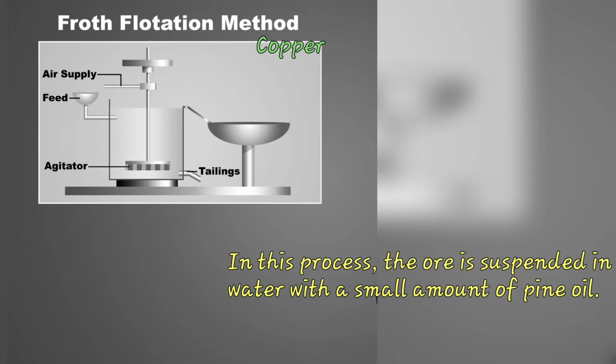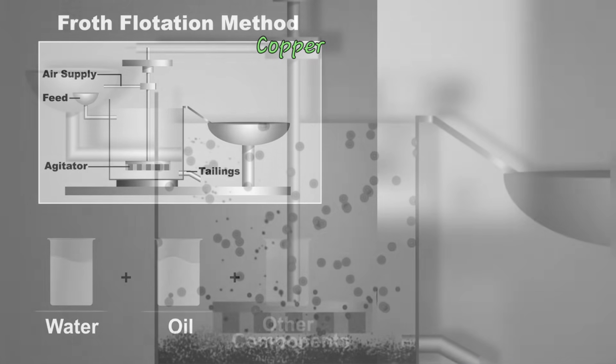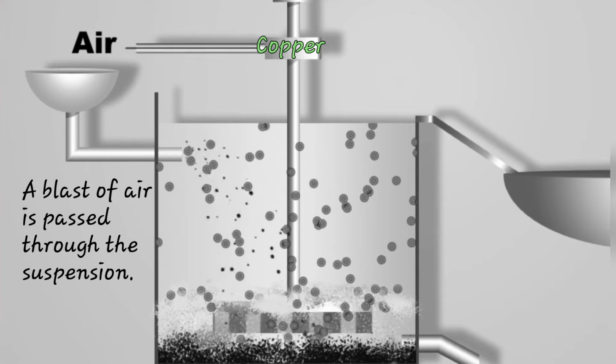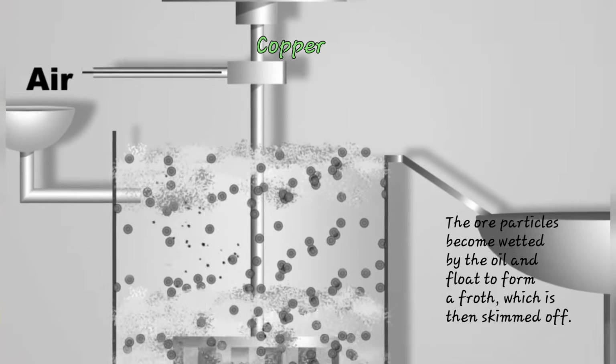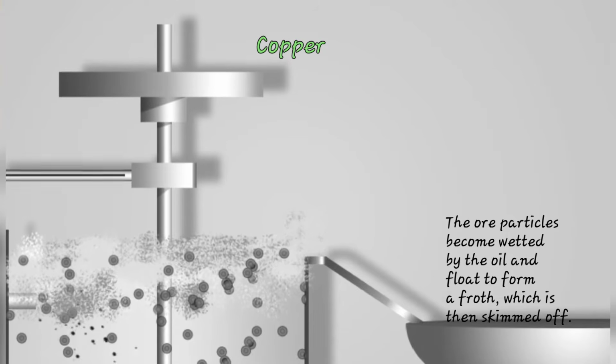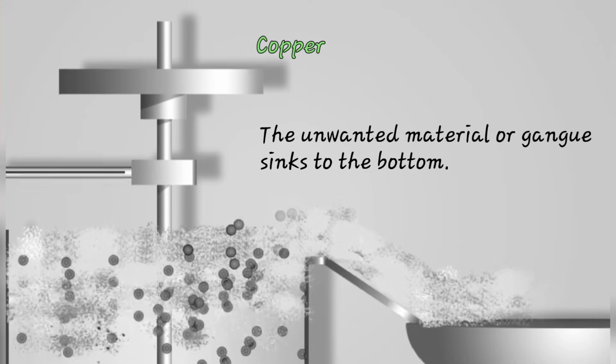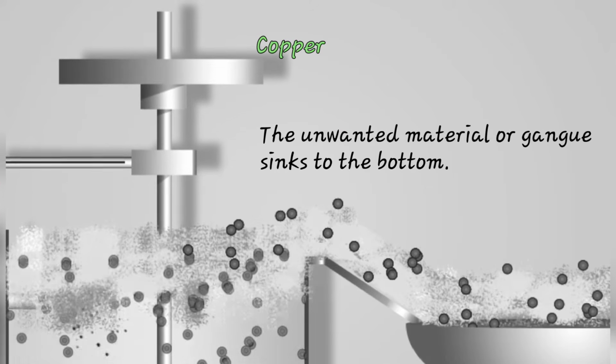In this process, the ore is suspended in water with a small amount of pine oil. A blast of air is passed through the suspension. The ore particles become wetted by the oil and float to form a froth, which is then skimmed off. The unwanted material or gangue sinks to the bottom.